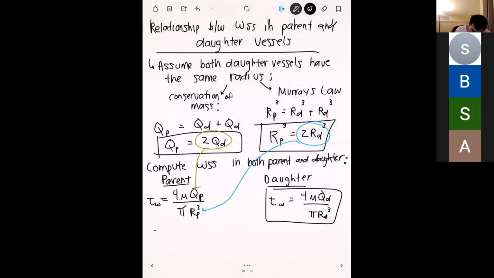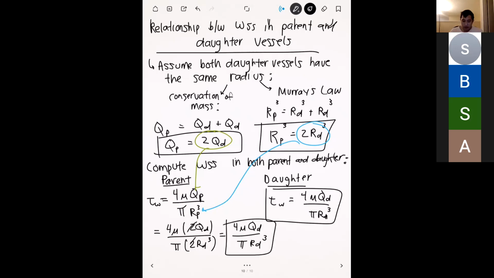And so if we plug in for both of those, we have 4 mu. QP is nothing more than 2QD. And then on the bottom, we have pi RP cubed, which is nothing more than 2 RD cubed. We can see that the 2 cancels out on the top and the bottom, and we see that 4 mu QD over pi RD cubed. And you can see from these two that they're the same.